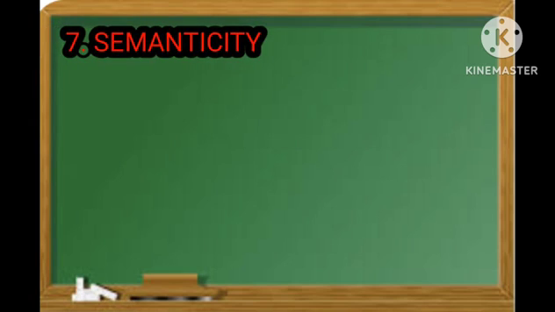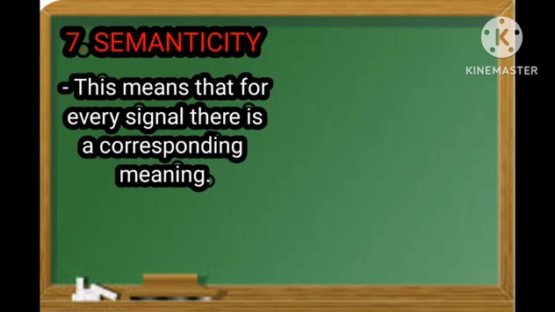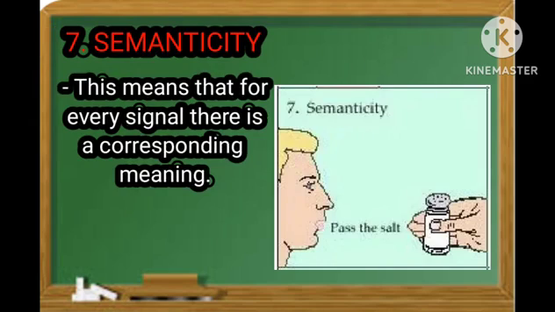Next is semanticity. So this means that for every signal, there is a corresponding meaning. So there is a fixed relationship between a signal and a meaning. This means that specific signals can be matched with specific meanings. So this is a fundamental aspect of all communication systems.